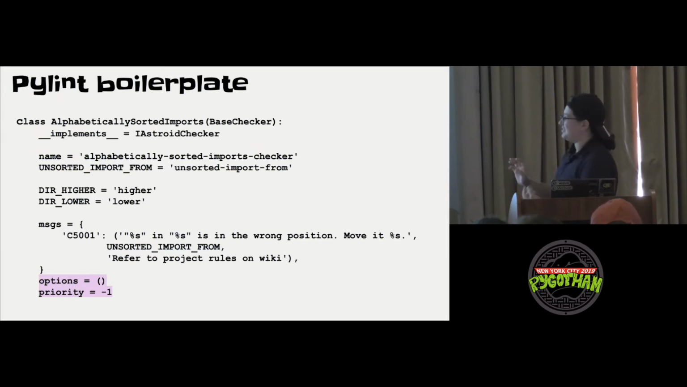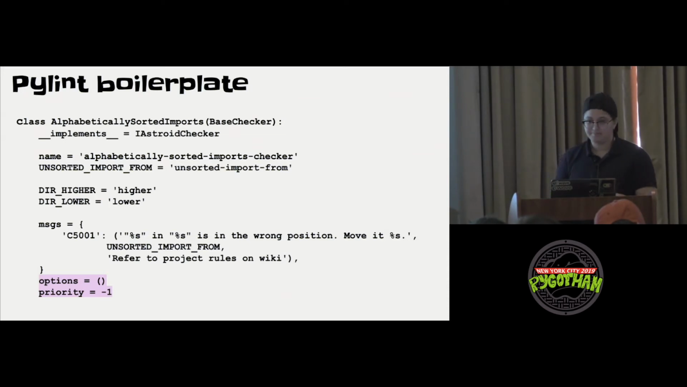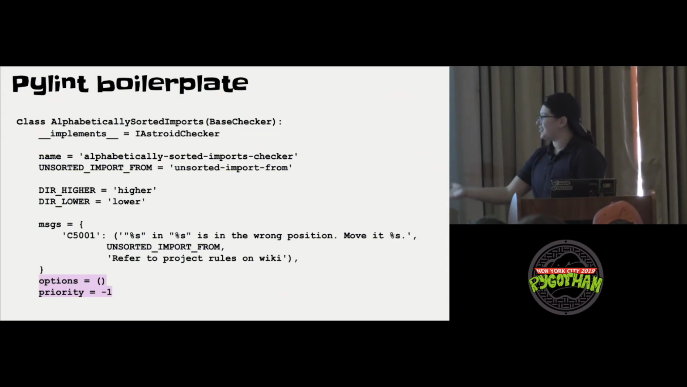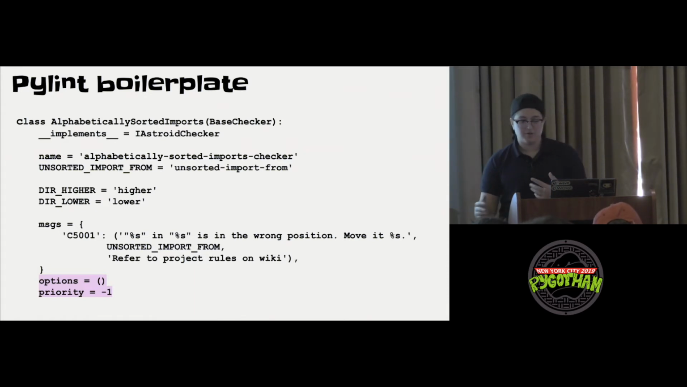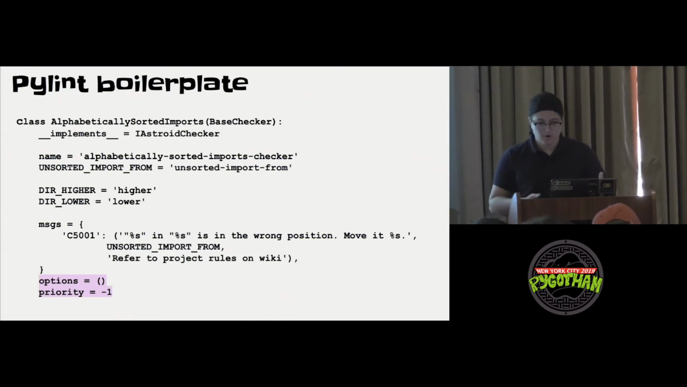We also have the option to have an option, which is a user configurable option. And then there's also a priority. It depends how much you think this rule that we're creating is a priority. It has to be lower than 0, so it has to be a negative integer. And the more negative, the higher the priority of this rule.